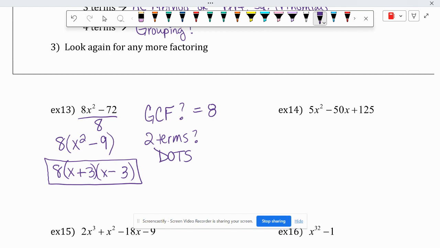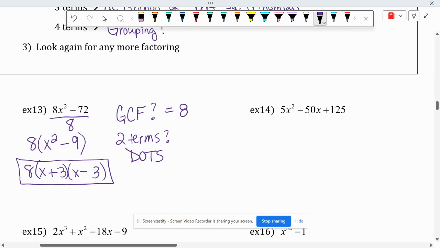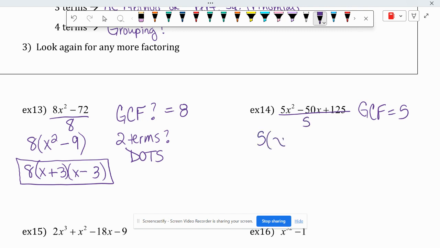Charlie, example 14. Do you see a GCF? 5. Yeah, 5. Take a 5 out of that. So I'm going to divide everything by 5. 5 times x squared minus 10x plus 25. 3 terms. AC method, or do you see that this is a perfect square trinomial? It's not dots. Dots is difference of 2 squares. This is a perfect square.